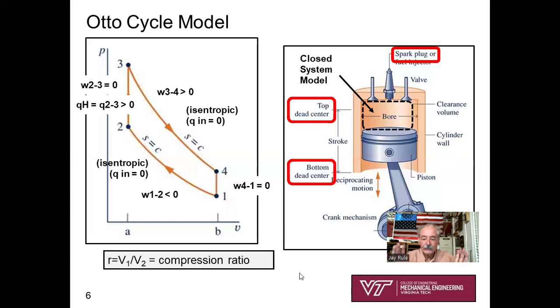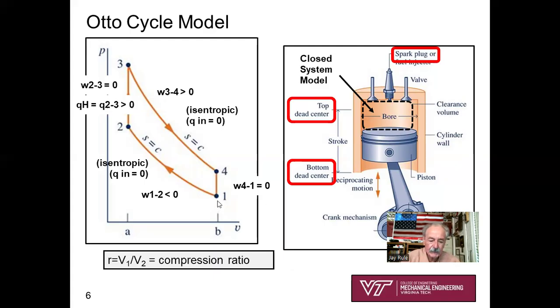The next thing we do is for this closed system, we're going to draw a pressure volume diagram. You must do this every time you're assigned a homework problem. Do not start your computational work without drawing the sketch of the cycle. That is a must. So here's what our PV diagram looks like for our Otto cycle model.